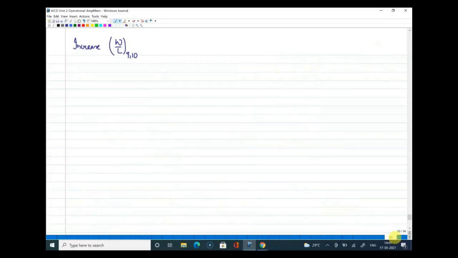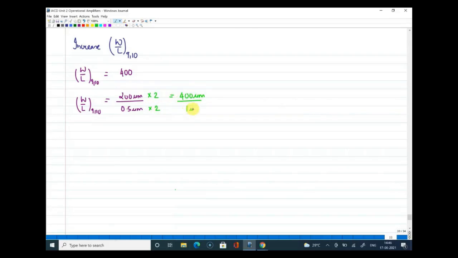And so W by L of 9 and 10. In the previous calculation, I obtained that W by L of 9 and 10 is equal to 400. Looking at width and length separately, this can also be written as 200 micrometer divided by 500 nanometer, which is 0.5 micrometer. This is the W by L ratio of 9 and 10. As a first step, we'll multiply both with a factor of 2, such that W by L remains the same, but width becomes 400 micrometer and length becomes 1 micrometer.